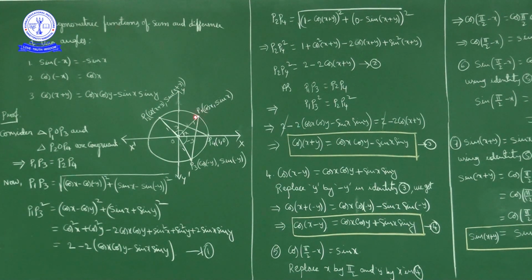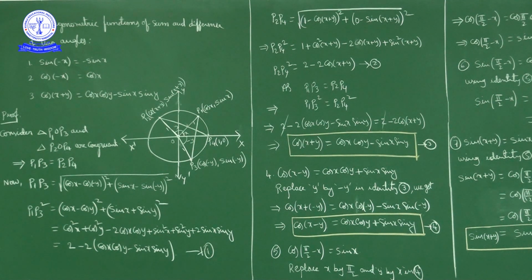The coordinates of P1 will be cos x comma sin x. We already discussed the unit circle: if P is a point A comma B and the angle AOP at the center is x, then the coordinates of P are cos x comma sin x. Similarly, as angle P4 O P1 is x, the coordinates of P1 are cos x comma sin x.